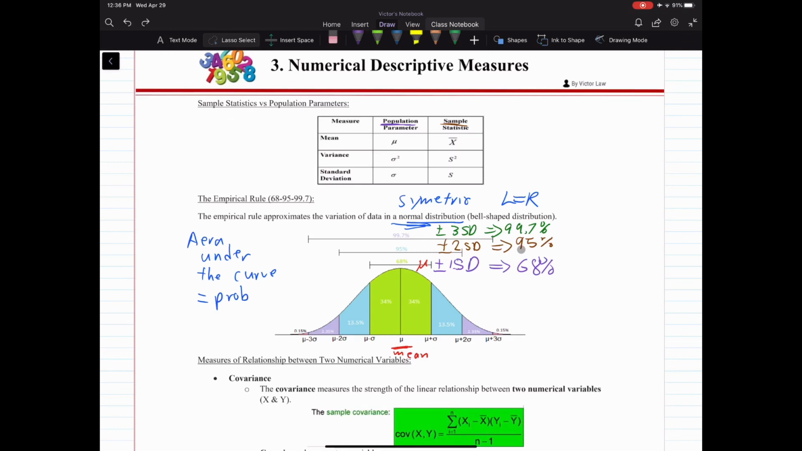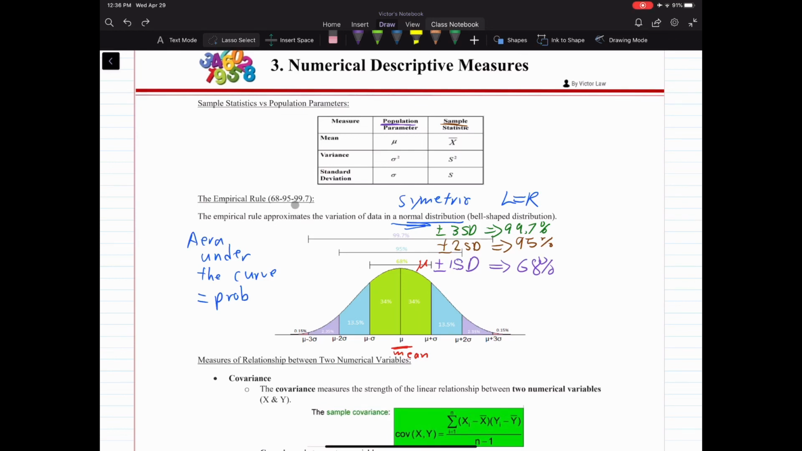And then same idea for the 95%. For 95%, we have the mean plus minus two standard deviations. So we take the mean, and then we add two standard deviations, and minus two standard deviations. So this whole area here, the green area and the blue area, that's your mean plus minus two standard deviations. And that whole area here is 95% of your data set. It contains 95% of the data.